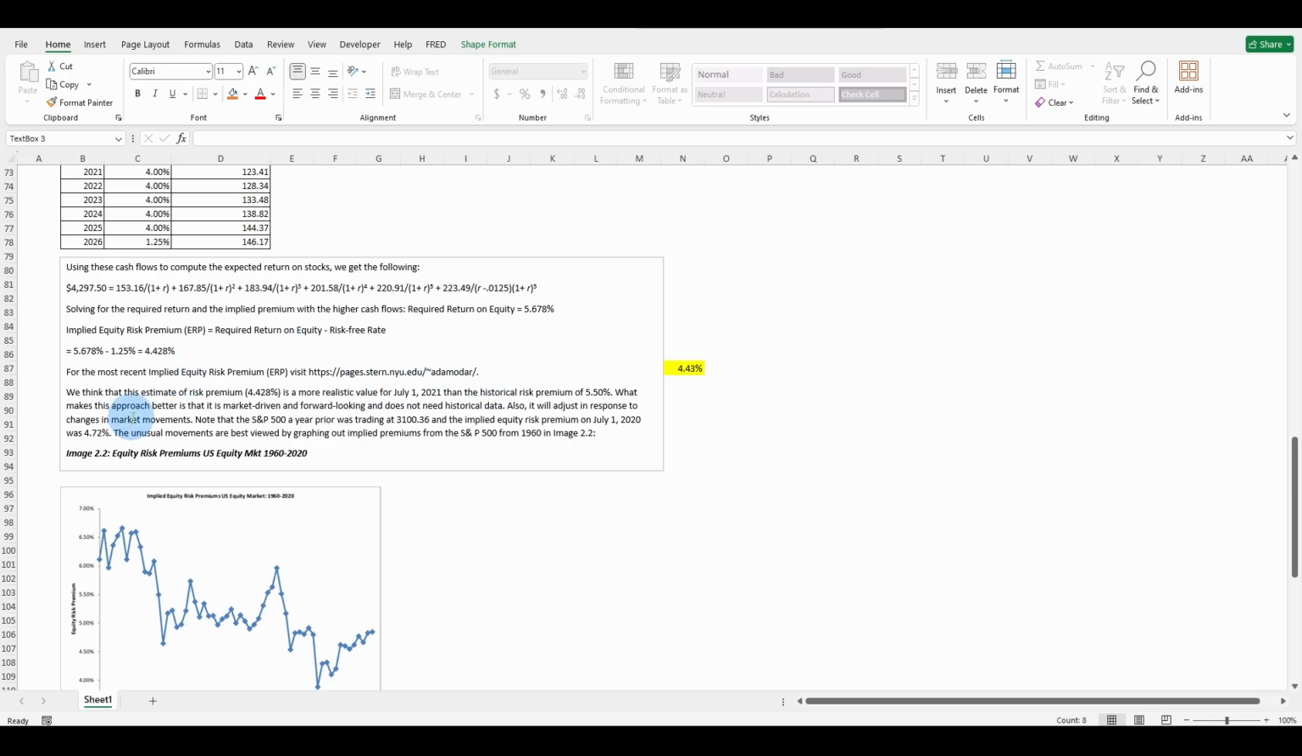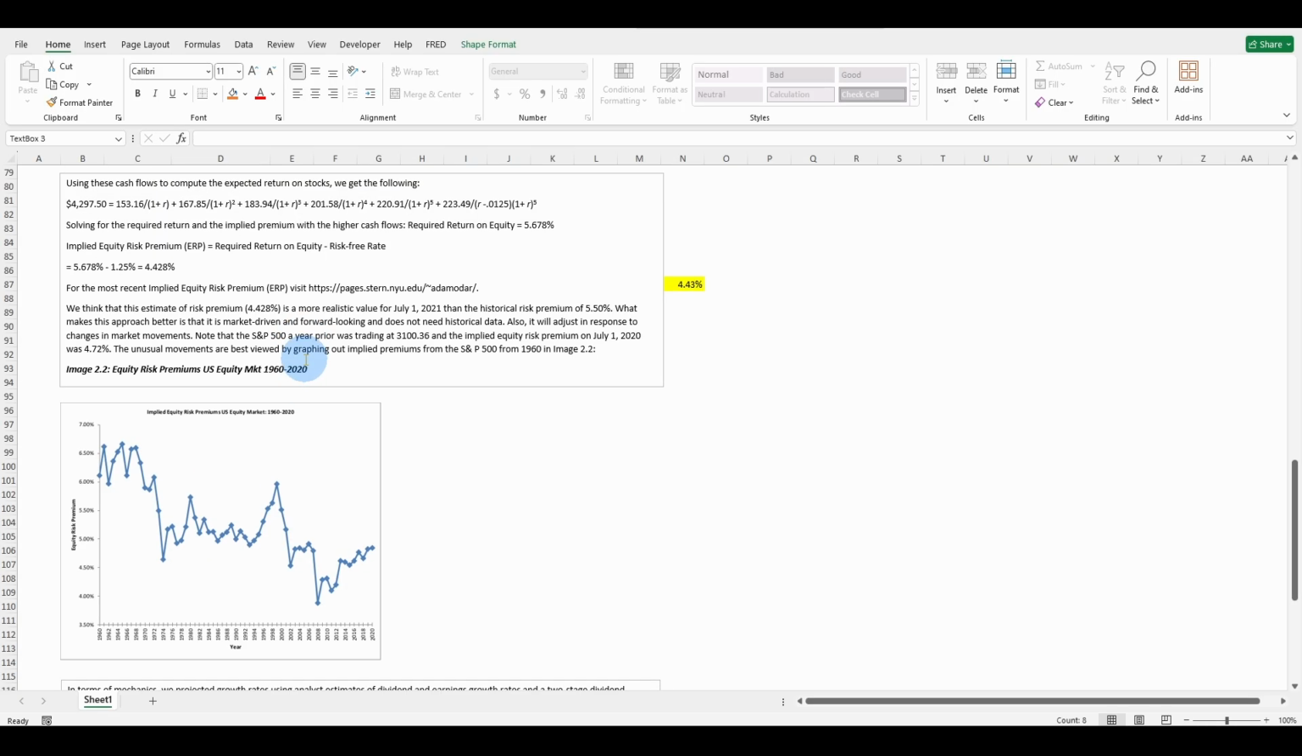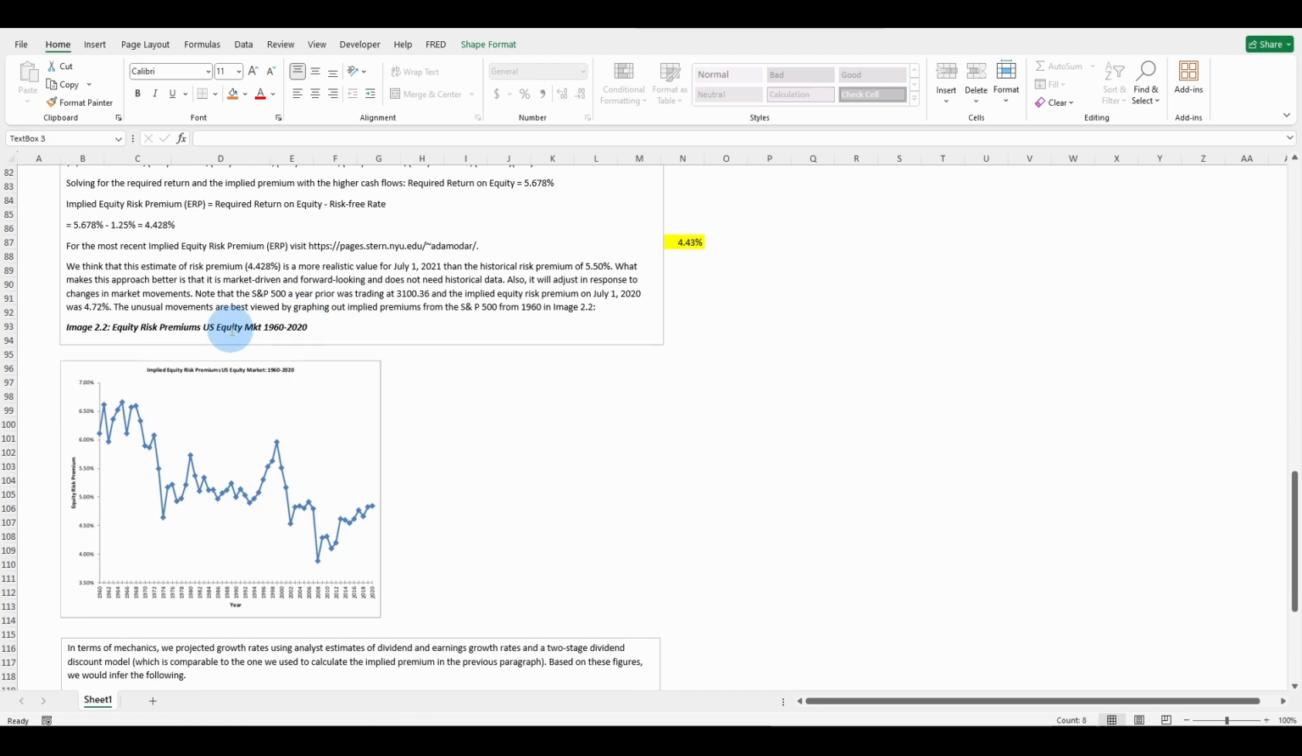We think that this estimate of risk premium, 4.428%, is a more realistic value for July 1, 2021 than the historical risk premium of 5.5%. What makes this approach better is that it is market-driven and forward-looking and does not need historical data. Also, it will adjust in response to changes in the market movements.